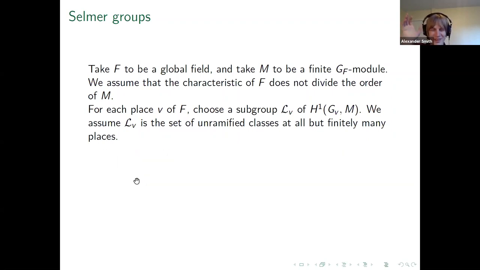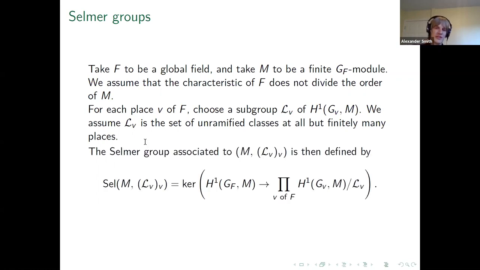But this is a nice simplification for the purposes now. Then the Selmer group of this is just the set of H^1(G_F, M) that everywhere locally maps to L_v. Okay, so that makes sense.